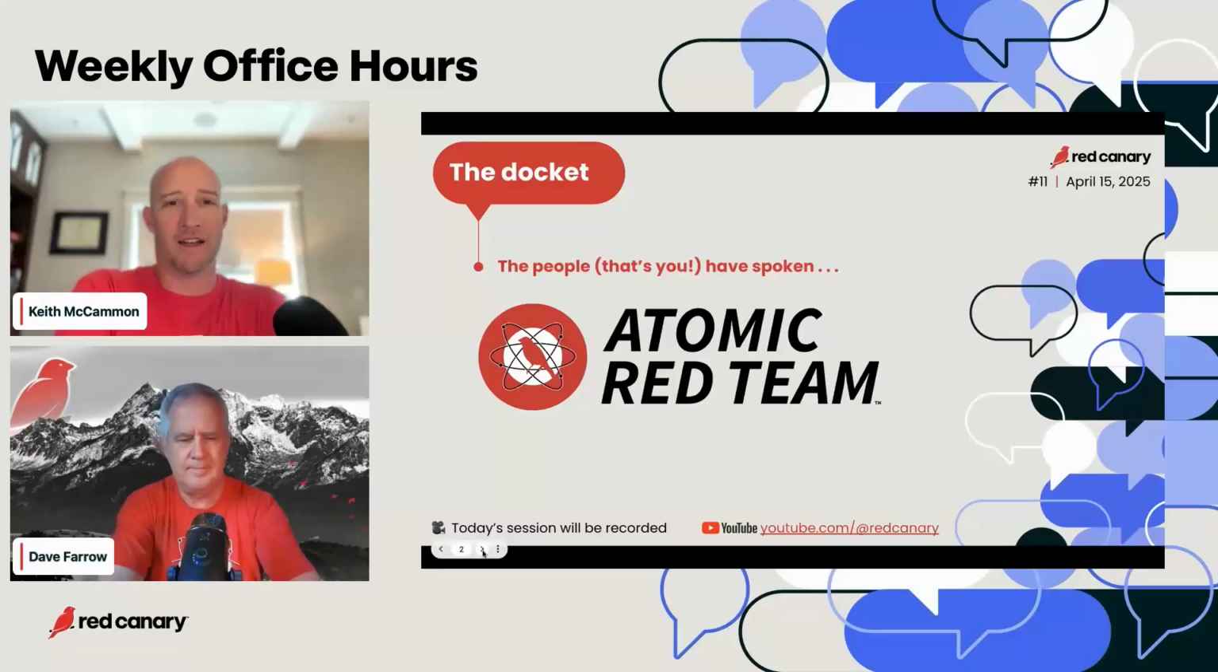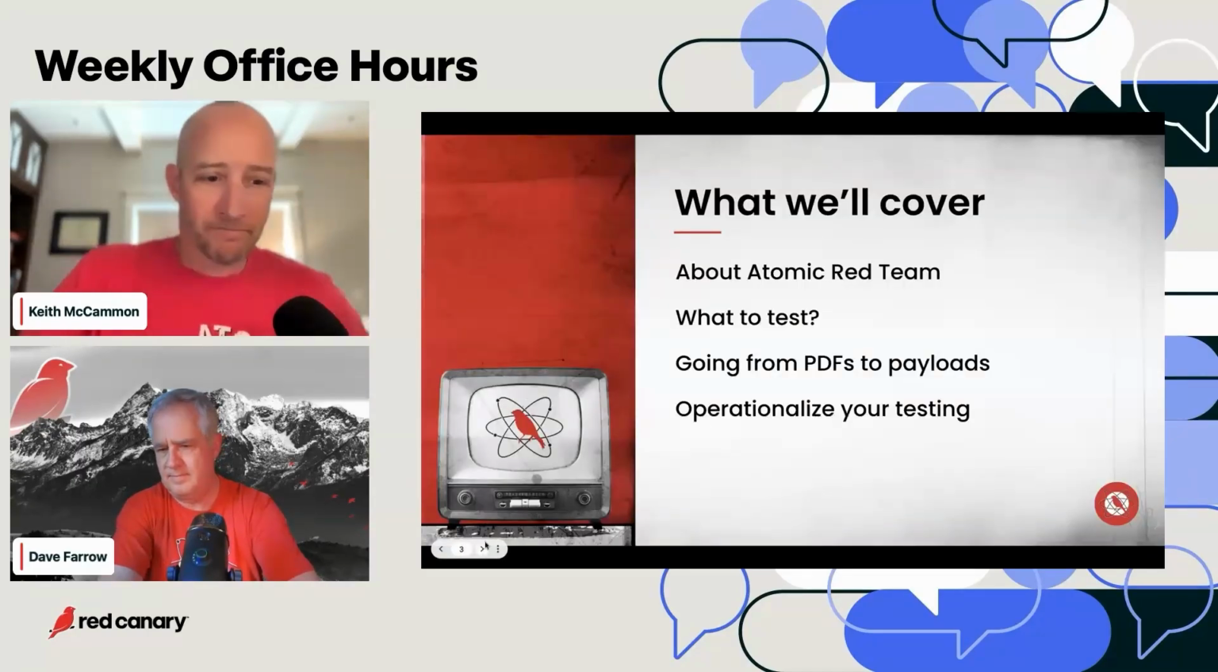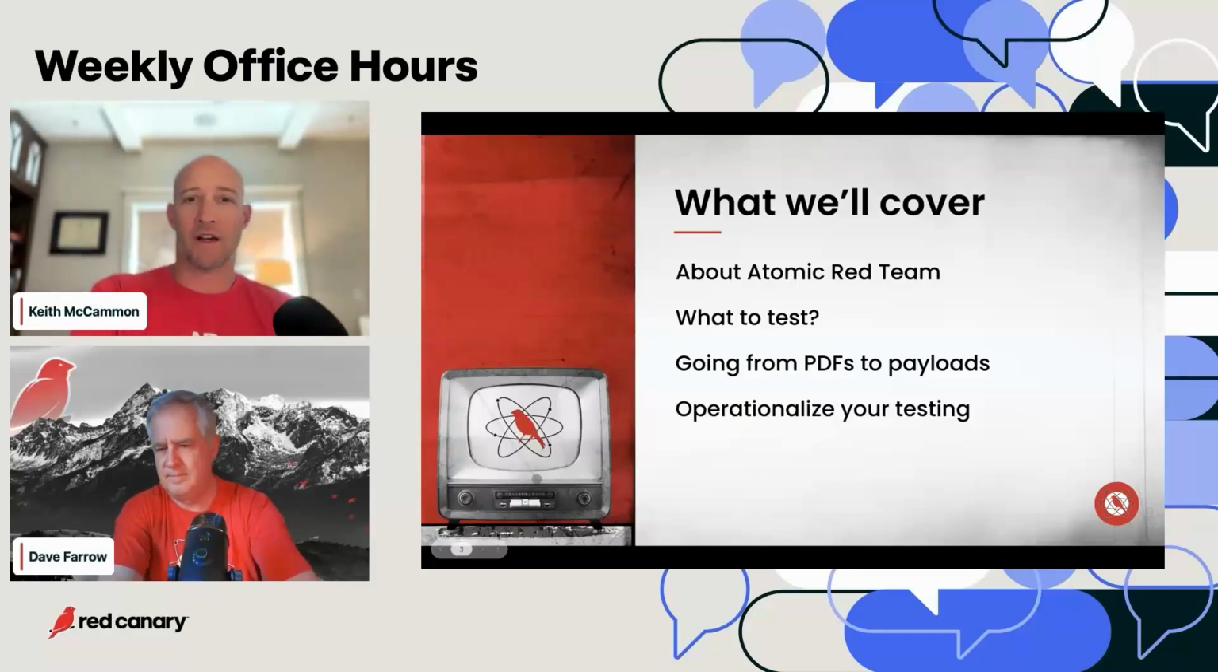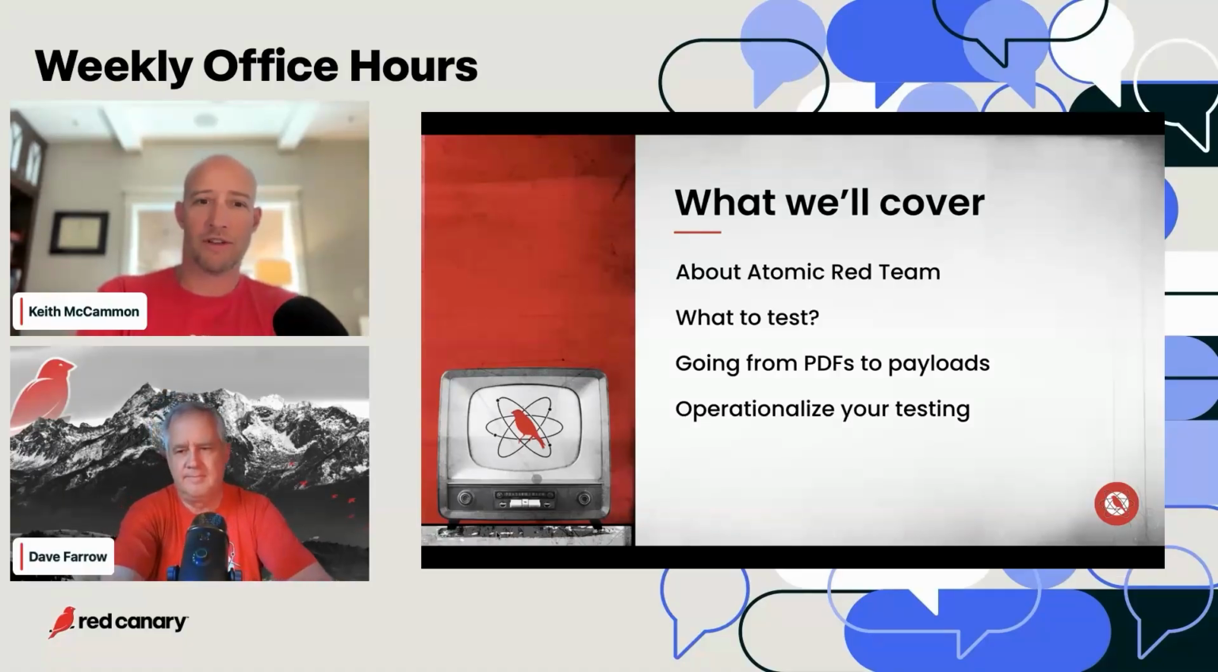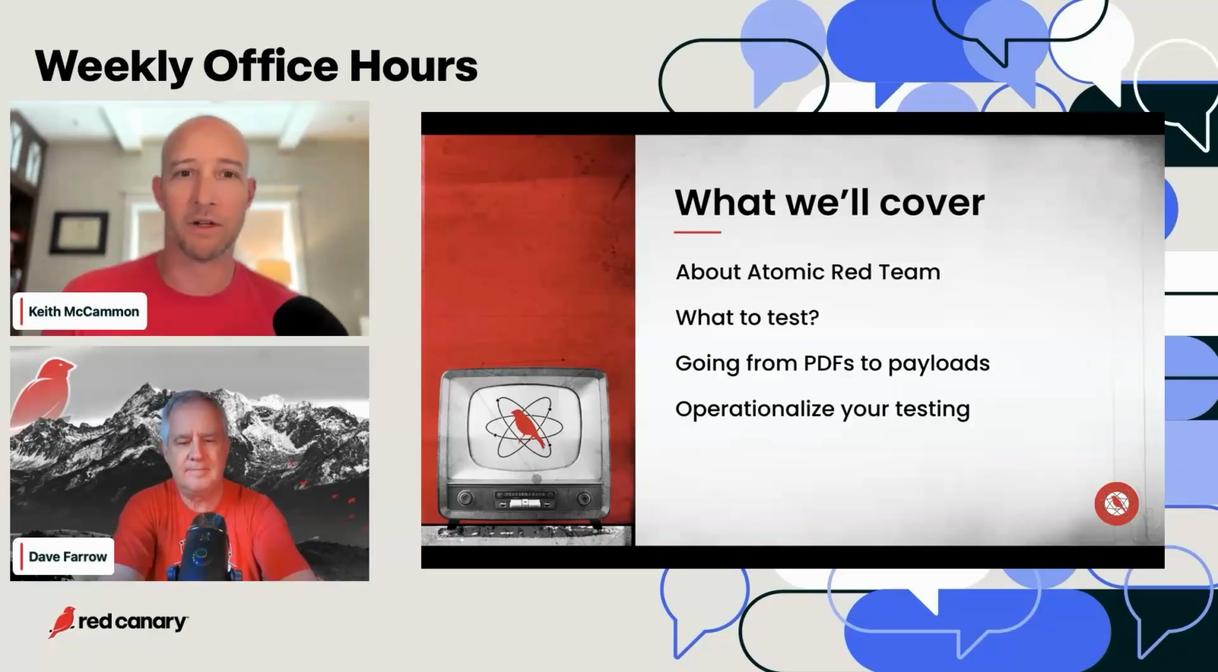So I adapted a talk that we've done a couple times, refreshed it a little bit, and turned it into a lightning format for office hours. We're going to cover a lot of ground. We'll start with what Atomic Red Team is, how you should use it and what you should test. Then one of my favorite topics, taking threat reports from Red Canary or anyone else and turning those into a test plan. And finally, how to really operationalize that. That's what we're going to run through today.